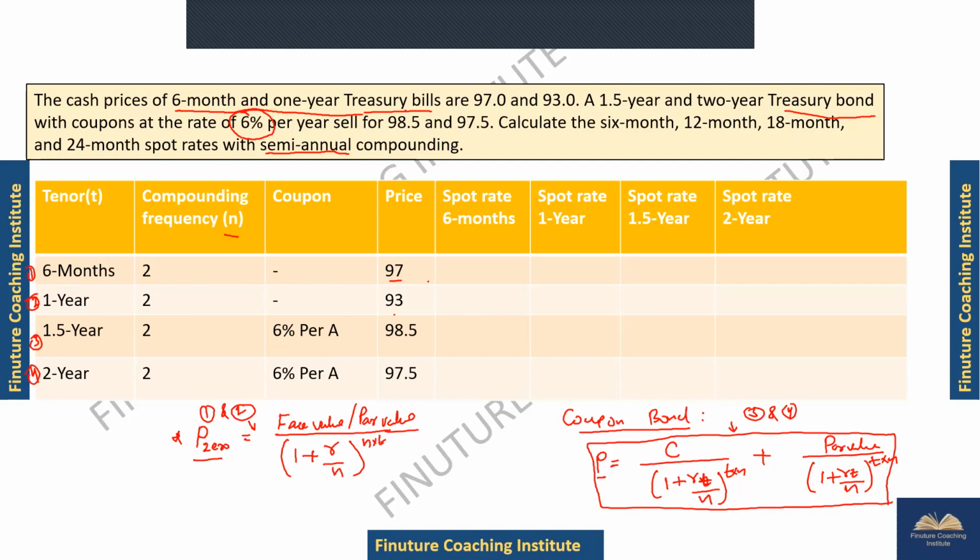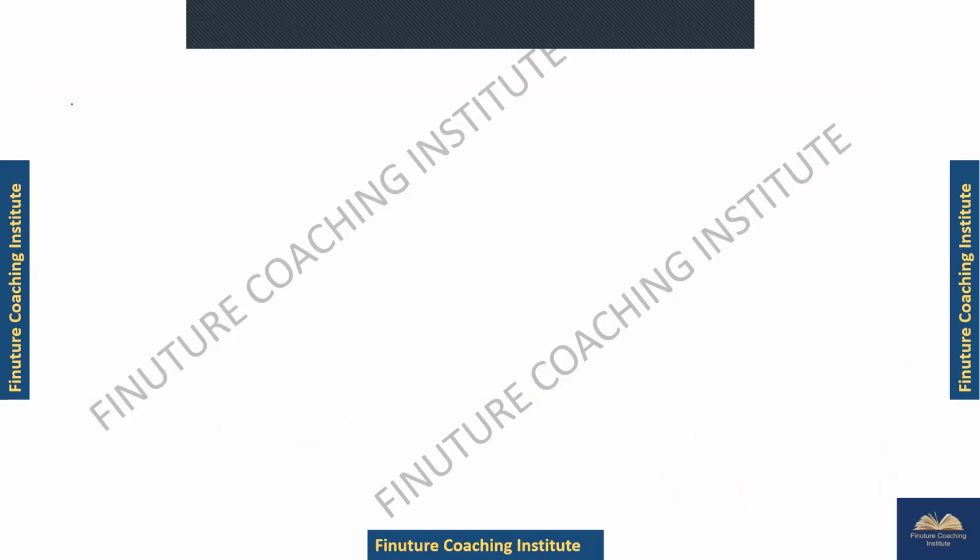So for 6 months, the zero coupon price is 97. As per the formula, the price of 97 is given, and the par value is 100. How will we get this? It's 1 plus R that we have to calculate. Because it's semi-annual compounding, N is 2, and the power is T into N.